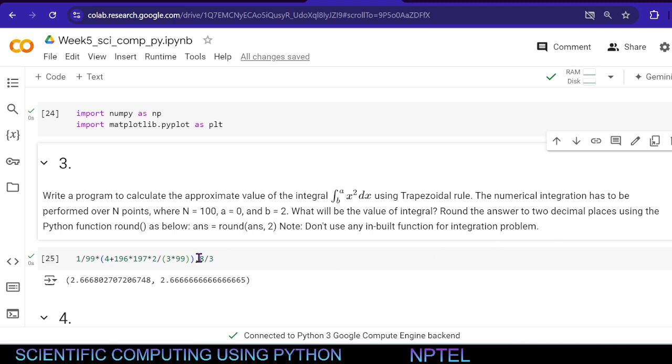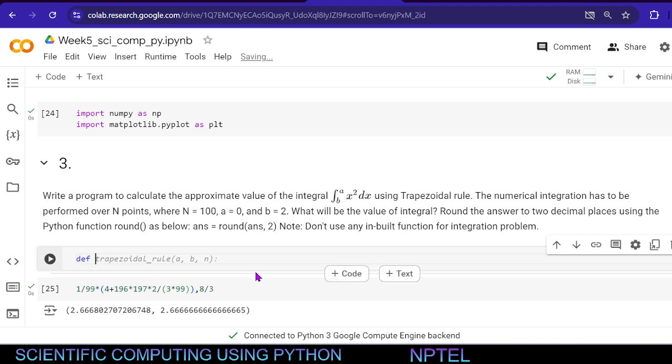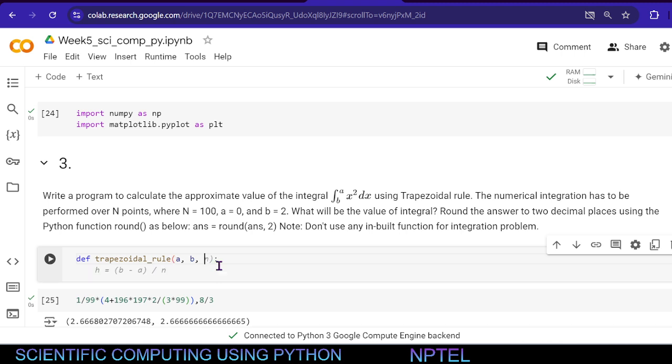So what was the formula, if you remember? It is just the average of 2 points, right? So h by 2 times f of a plus f of b. This we have to do for each of the segments. So let me insert a code. Let's define a function which we call trapezoidal rule, with arguments a, b, and capital N, just to be consistent with the problem.